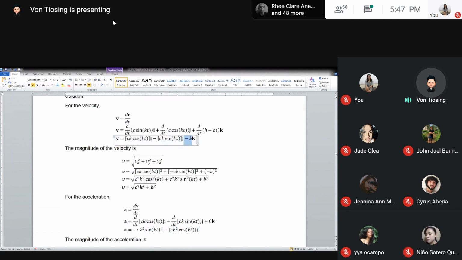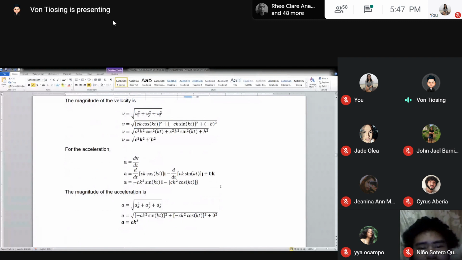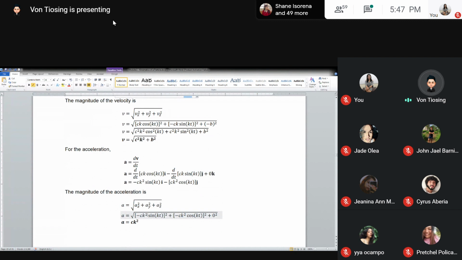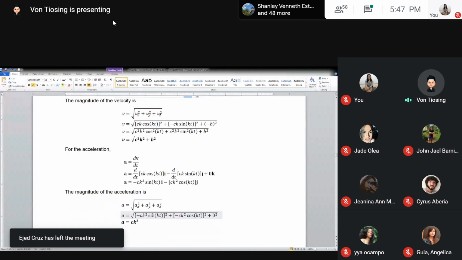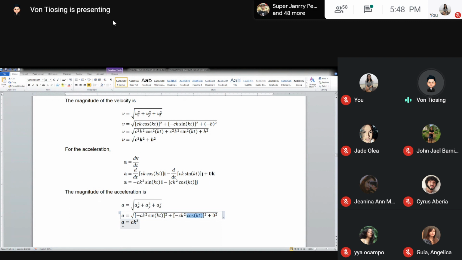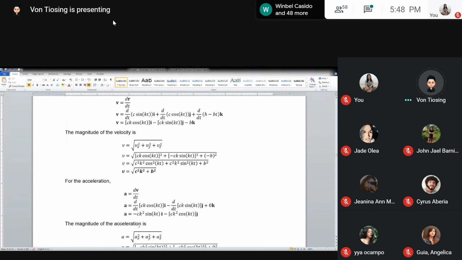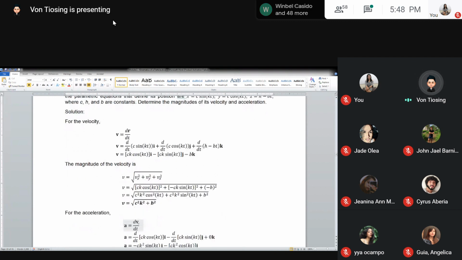Okay, then the derivative of negative b is a constant. That is 0. So wala na siya rito. So, the magnitude of the acceleration is simply, katulad nung kanina, you can factor out ck squared, no? Then matitira yung sine squared of kt tsaka cosine squared of kt. So this will leave us ck squared. Okay, kasi naka-square to, no? Magiging c squared k raised to 4 to, then take the square root, so that will become ck squared. Okay? So this is how you get the values, no?